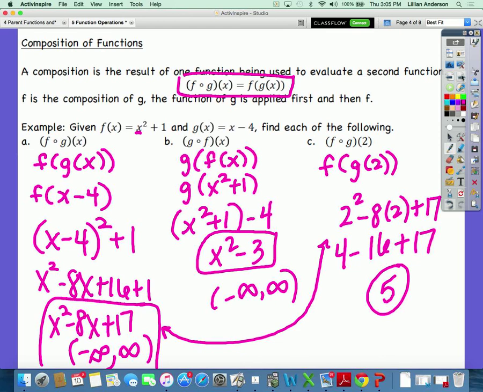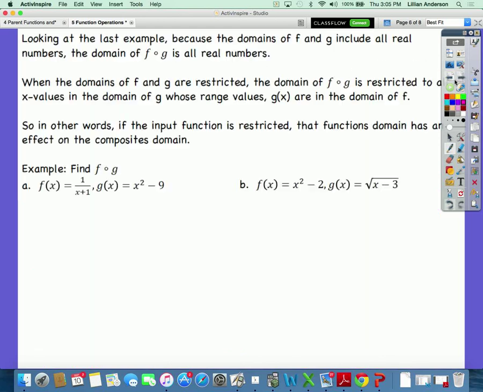Look at this example here, where f of x equals x squared minus 2, and g of x is the square root of x minus 3. Okay? We're trying to find the composite f of g of x.